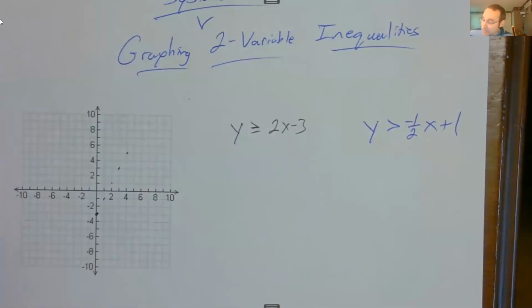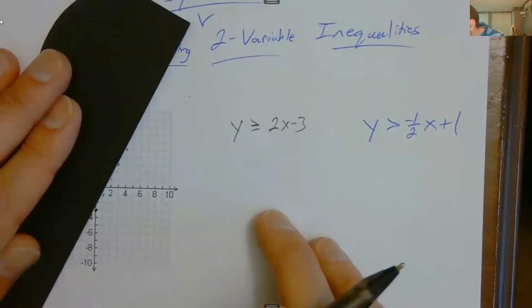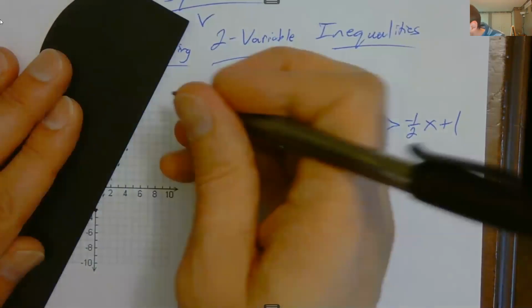So this is a greater than or equal to, so that means that I want to use a solid line when I represent this. Here comes my solid line.